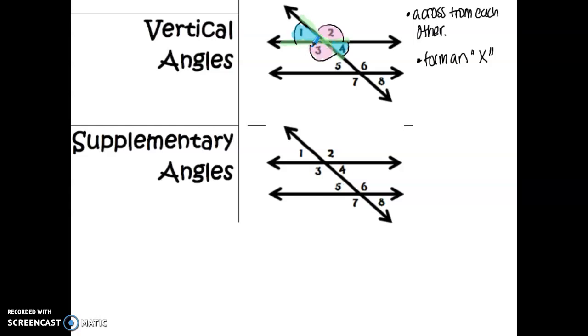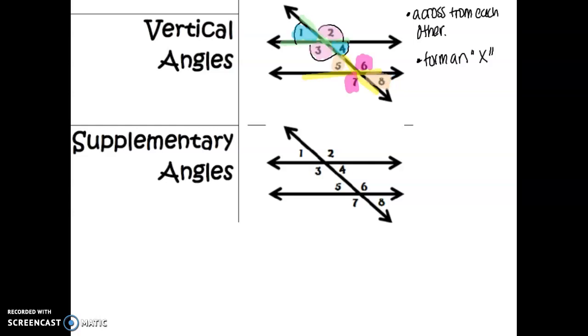And these X's can be found pretty much anywhere as long as you have one parallel line, one transversal. So in this case, you would say that, for example, angle 6 and angle 7, and you could say angle 5 and angle 8, those are congruent to each other because they're vertical angles.